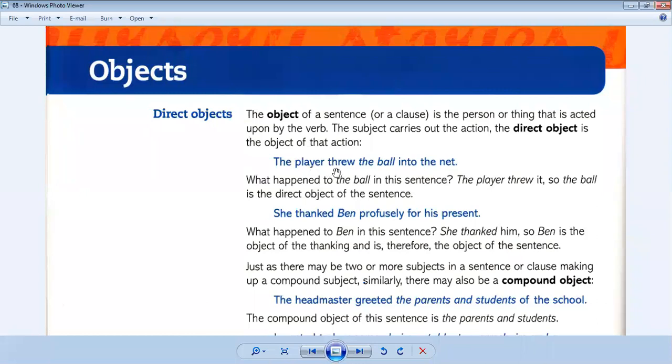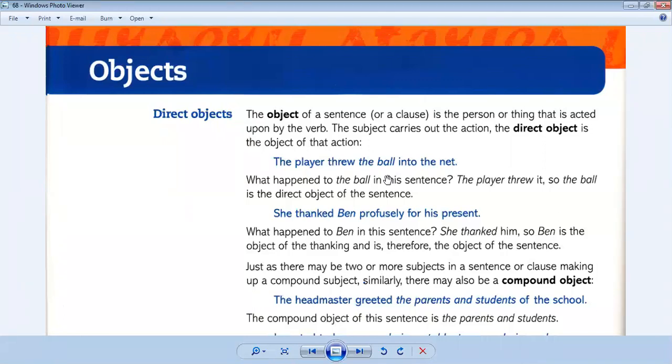The player threw. Put after the verb what? Threw what? The answer will be the direct object. So the player threw the ball. The player threw what? The ball. So the ball is a direct object. Easily, you just use the question article what.